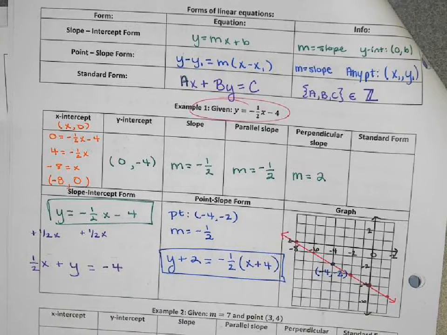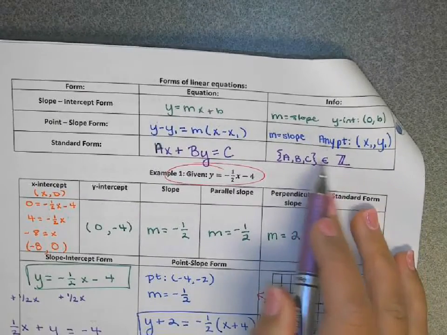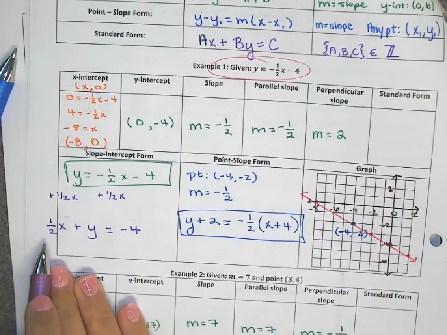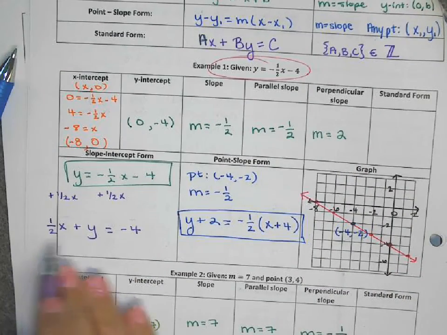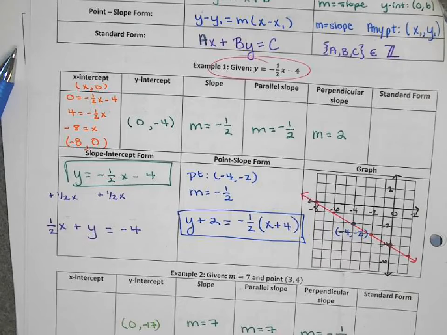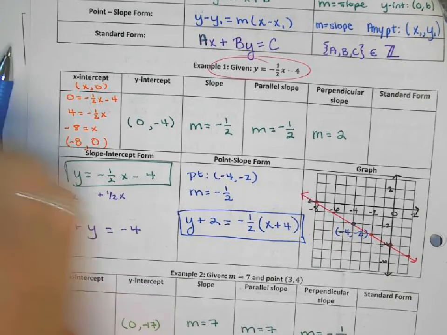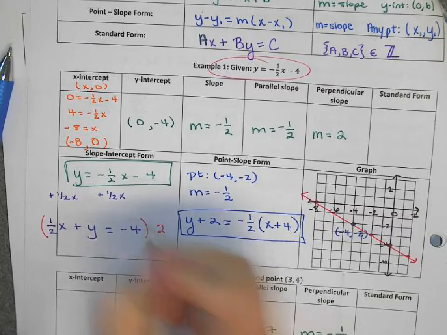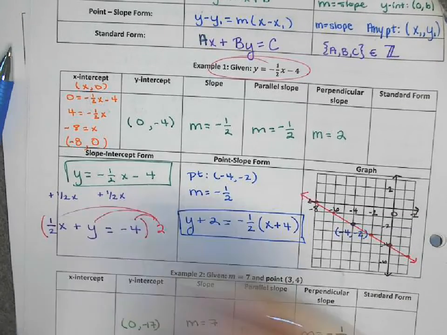Why would I still lose points? What do your a, b, and your c value have to be? Integers. Is 1/2 an integer? No. So what can I do to this equation so I can get rid of that fraction? Multiply everything by 2. So that 2 has to go to every single term.